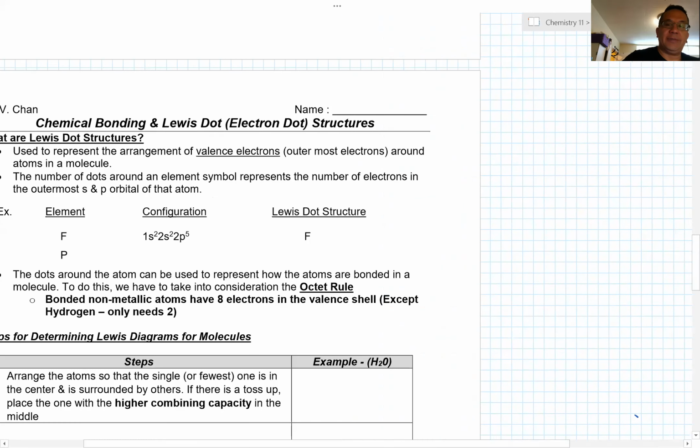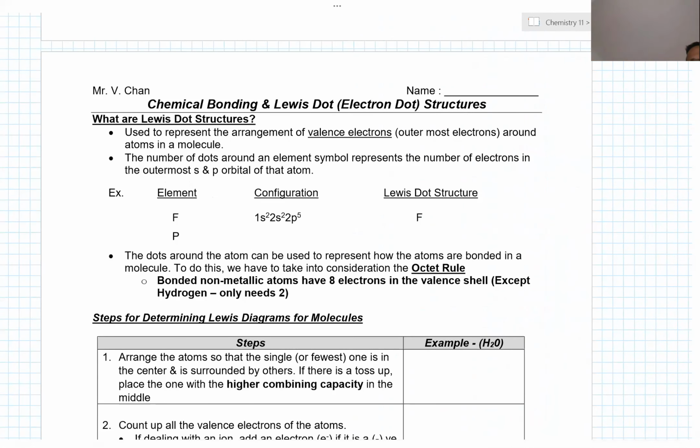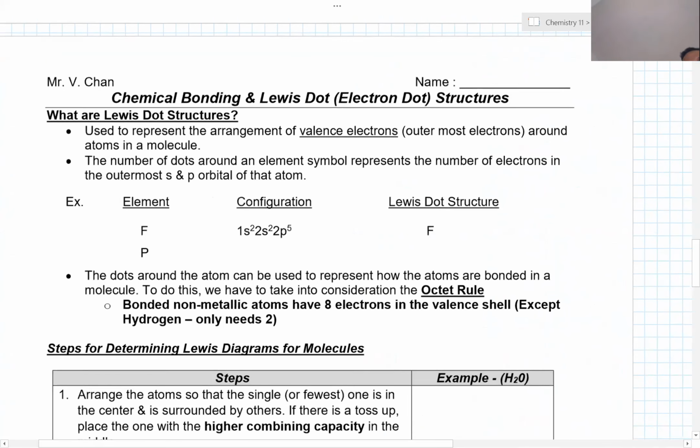Now, what I want to do today is go over the second page of your notes. I'm going to screen share how we draw Lewis dot structures. Now, this one should be, again, a review of grade 10.